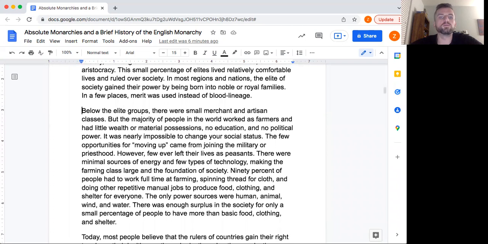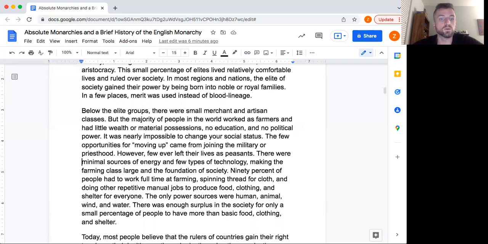Below the elite groups, there were small merchant and artisan classes, but the majority of people in the world worked as farmers and had little wealth or material possessions, no education, and no political power. It was nearly impossible to change your social status. The few opportunities for moving up came from joining the military or priesthood. However, few ever left their lives as peasants.